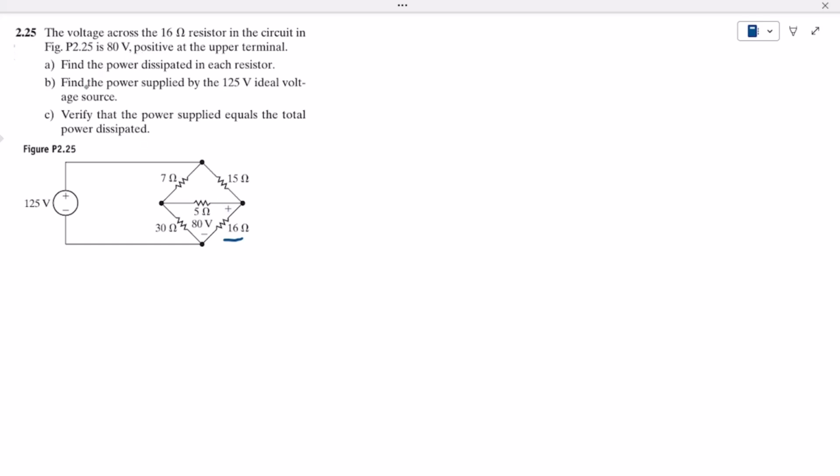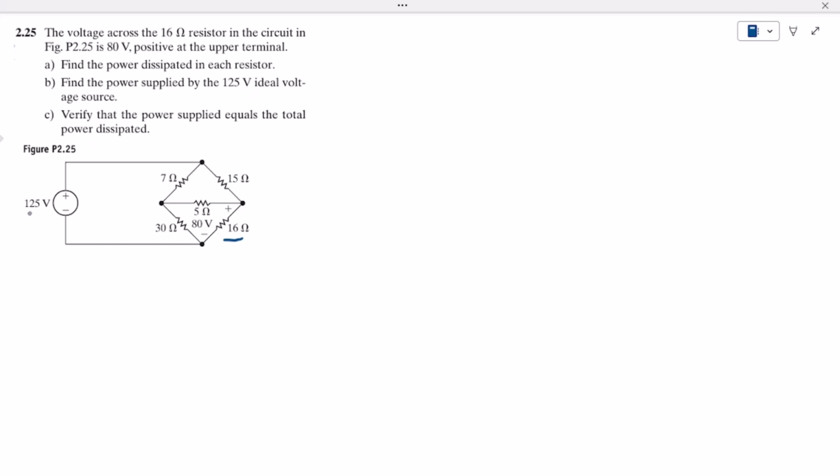So on the basis of this statement, what do we have to find out? The first part is: find the power dissipated in each resistor. Okay, these are 1, 2, 3, 4, 5 resistors and we have to find out the power dissipated in each of the resistors. Find the power supplied by the 125 volt ideal voltage source.